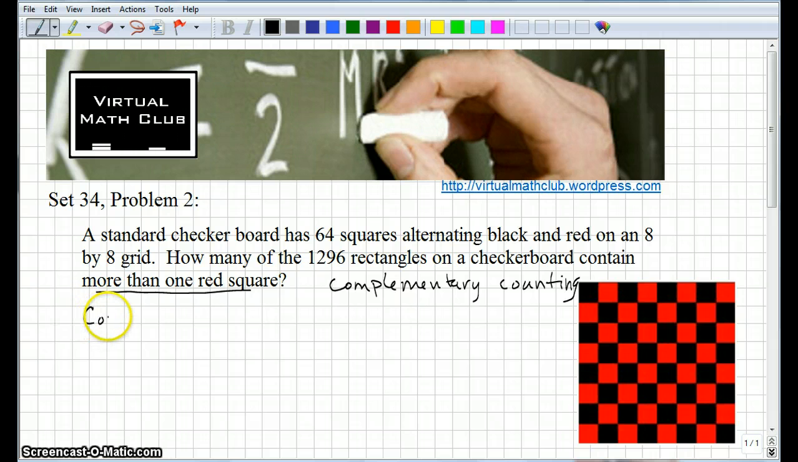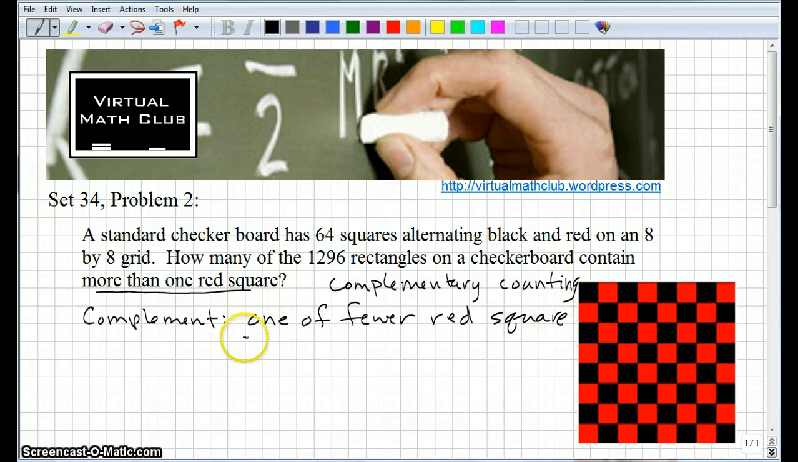And the complement, in this case, of what we do want, so we do want the number of rectangles that contain more than one red square, the complement of that would be one or fewer red squares. Which just essentially means either one red square or 0 red squares.